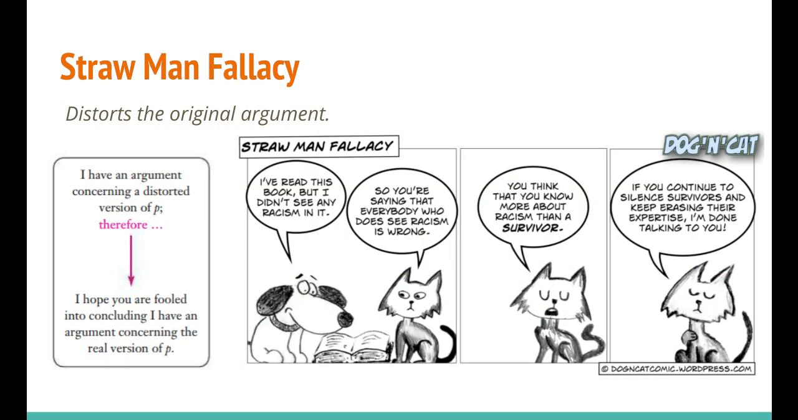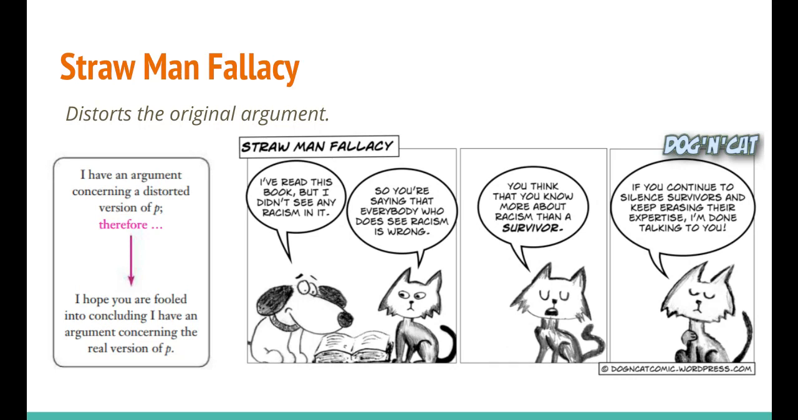Straw man fallacy. In the straw man fallacy, the original argument gets distorted. This happens a lot with personal conflicts. So if you're having an argument with somebody, listen for the straw man fallacy. A lot of times somebody will take what you're saying and then distort it and start arguing that distortion instead.